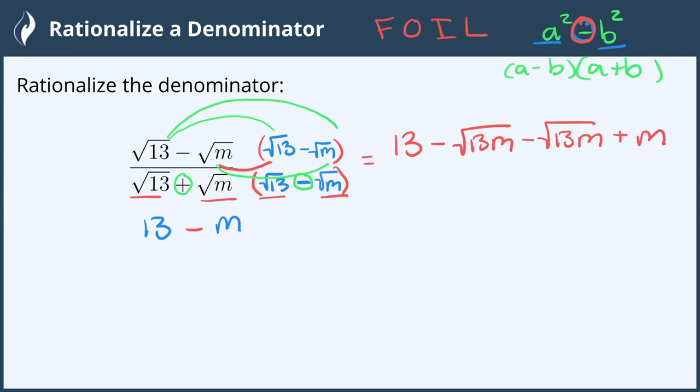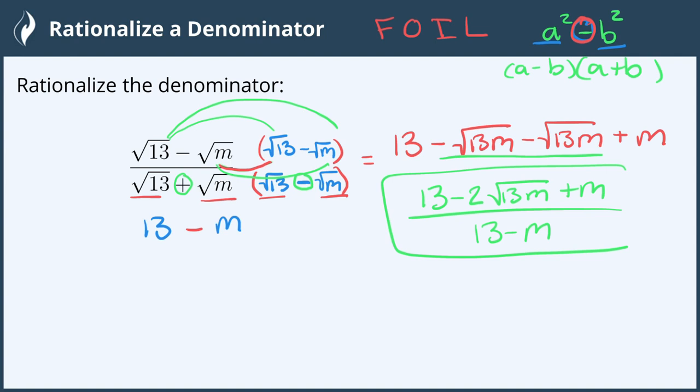Now we can combine like terms on the top, so the numerator simplifies to be 13 minus 2 square roots of 13m plus m, all over 13 minus m. We have now rationalized the denominator, making sure that no radicals are down there, and we're all done.